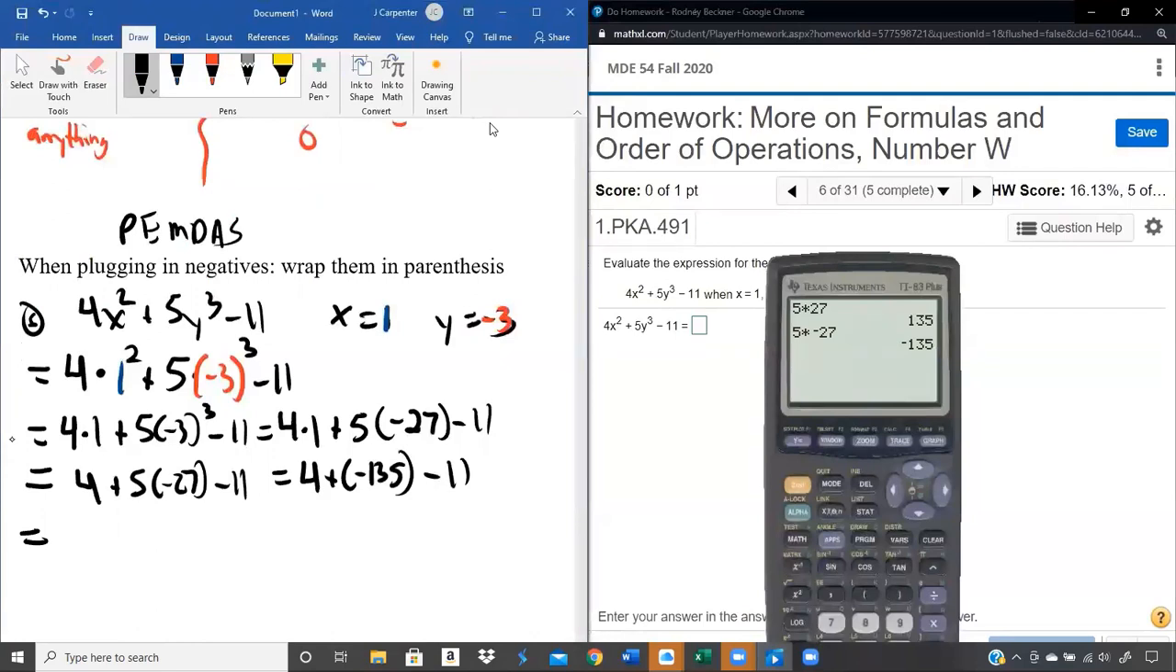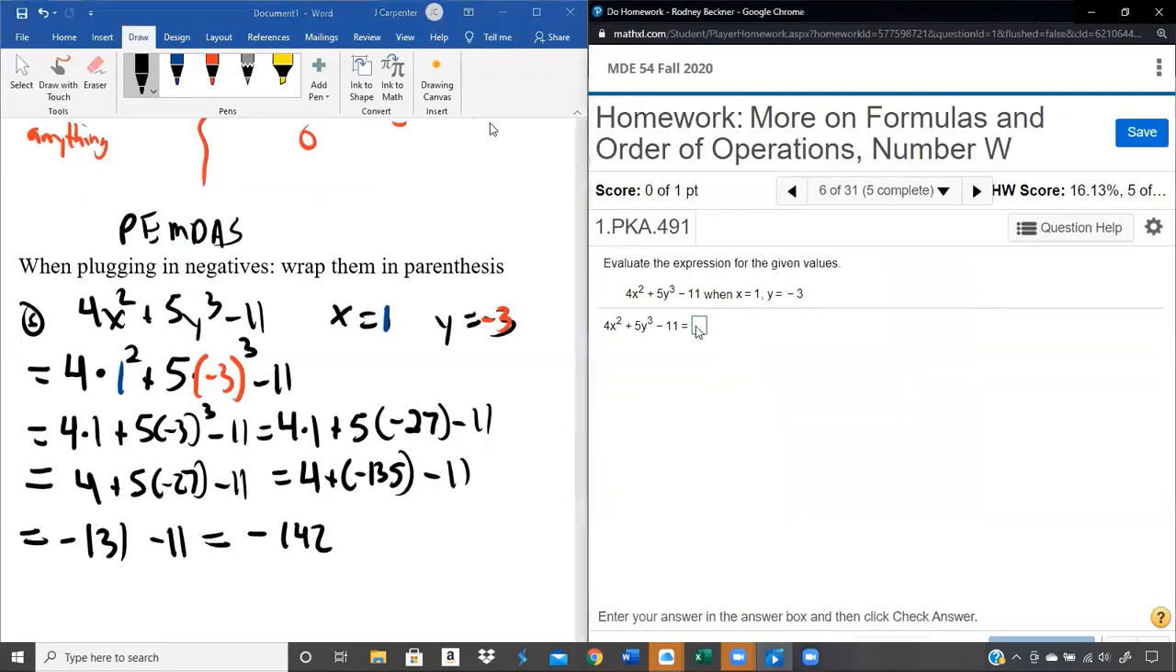These are different signs. 135 minus 4 is 131. The larger number is negative, so keep it negative. Then the minus 11. These are the same signs, so we add and keep the sign. So negative 142. Let's see if we get that right.